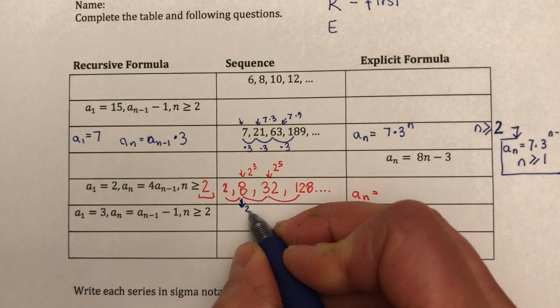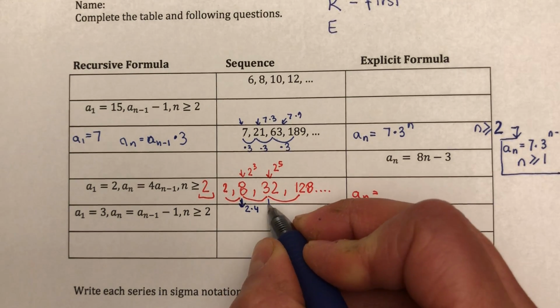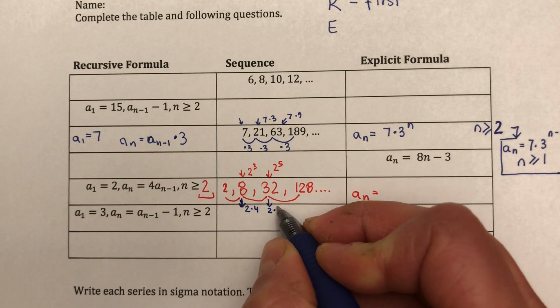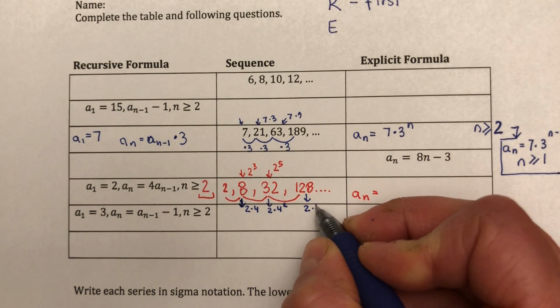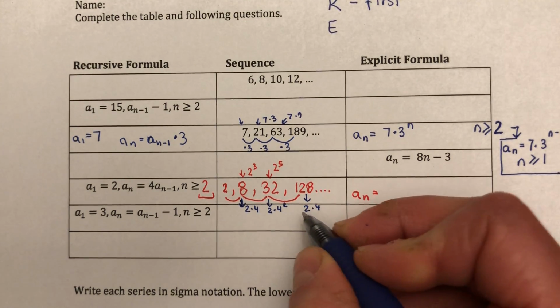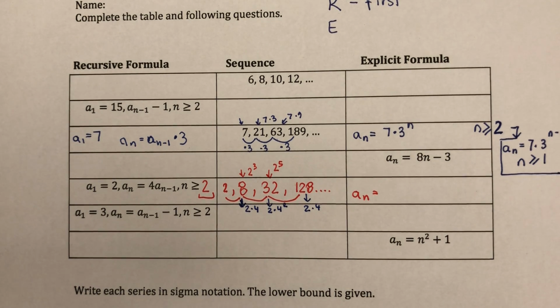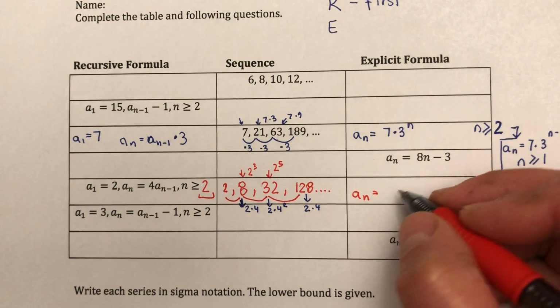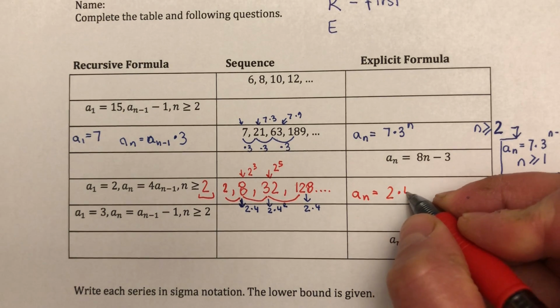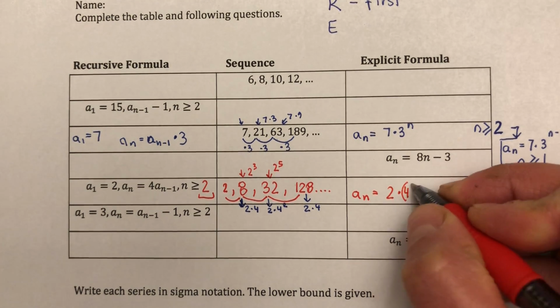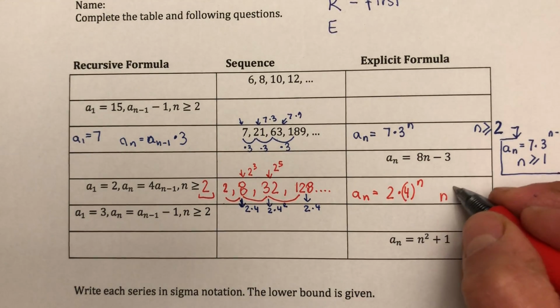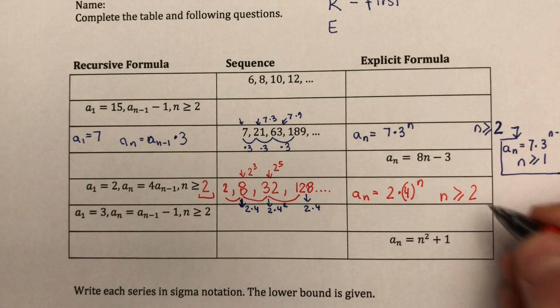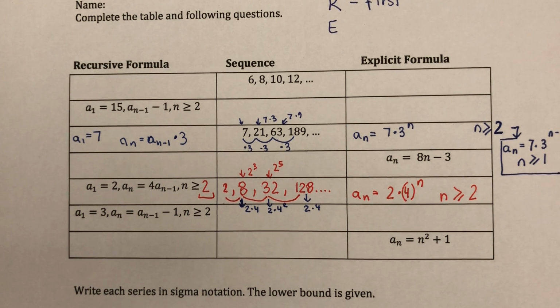8 can be written as 2 times 4. This can be written as 2 times 16, which is 4 to the power of 2. This can be written as 2 times 4 to the power of I don't know what. So let's see. Can I now write this as 2 times 4 to the power of n? But this would not work for my first term, so I would again set for n's greater than or equal to 2.